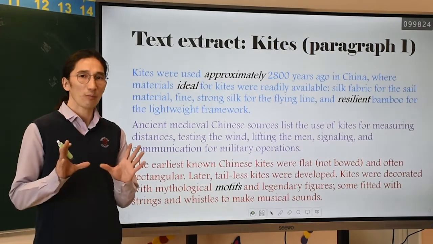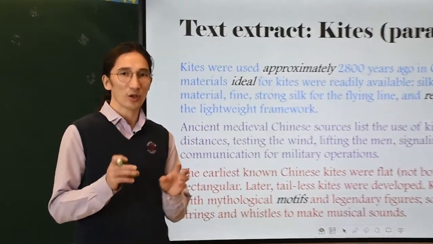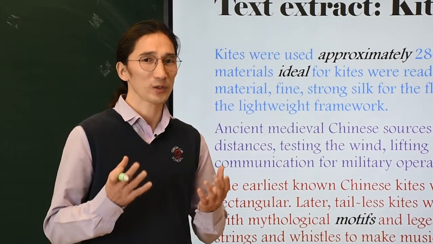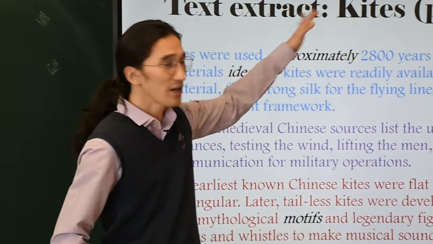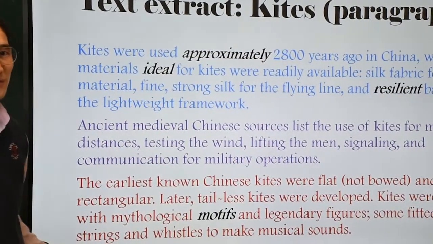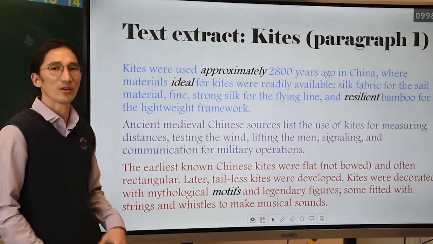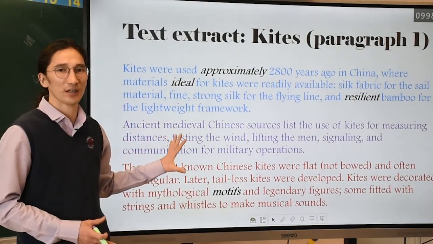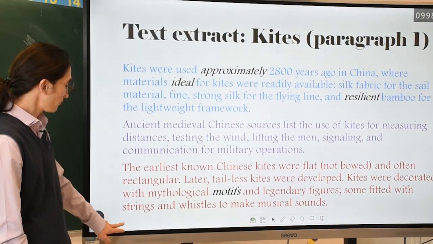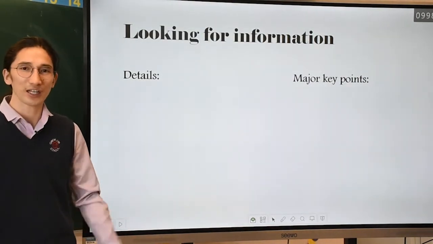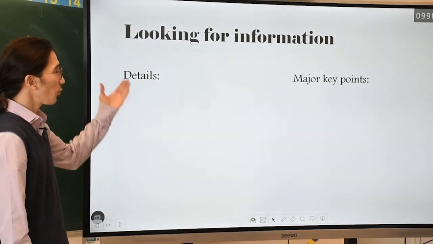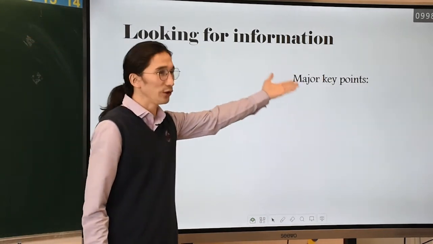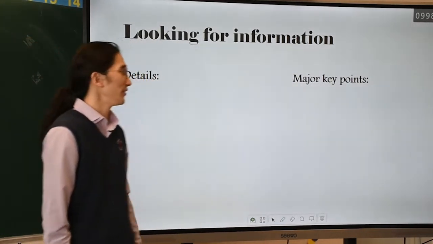Okay, hope you somehow understood what's expressed in the passage, right? What was the topic? The kites, right? So all this information is trying to give you what a kite is all about, but only in the introduction part, right? So now it's time to look for different types of information, okay? So we will look for detailed information and also we will look for major or key points, okay?